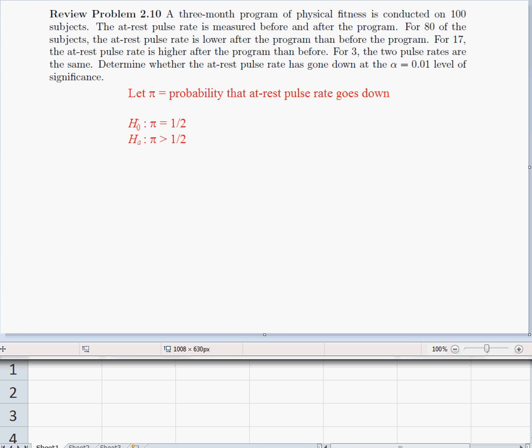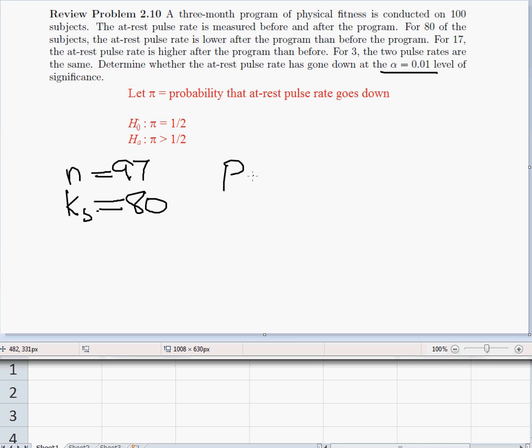Now, in this particular study, there's actually 97 subjects, 97 because for 3 of these people, the pulse rates were the same. So we have that n is equal to 97. The test statistic in this case is 80. And our level of significance is given in the problem to be 1%.